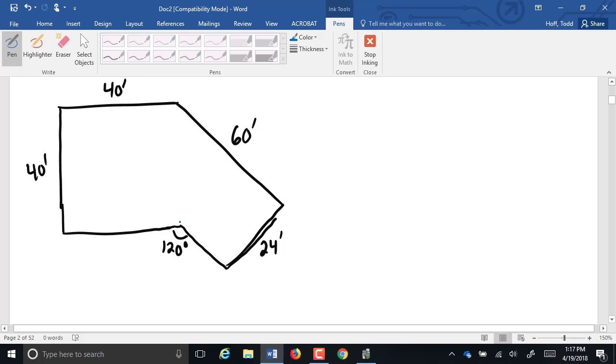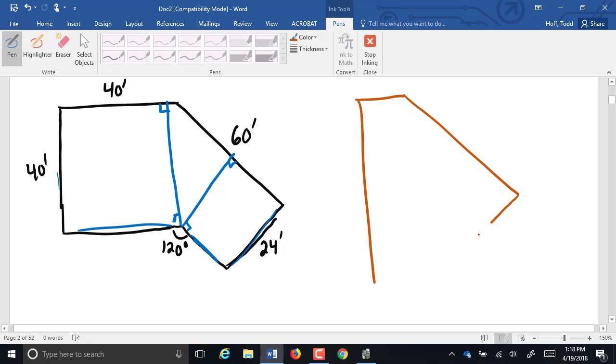Now I drew this kind of poorly, but I am going to cut this across here to make a rectangle and this across here to make a rectangle. We know that this is going to be 24 by whatever. We're going to find these two distances eventually. This one's going to be 40 by whatever that distance is. So what we really want to focus on here is this shaped piece right here. We know this is 40 and this is 24.